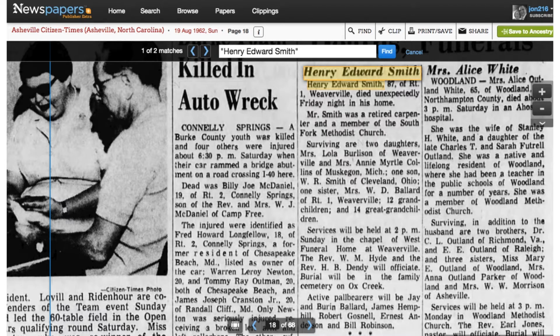Services will be held at 2 p.m. Sunday in the chapel of West Funeral Home at Weaverville. The Reverend W.M. Hyde and the Reverend H.B. Dindy will officiate. Burial will be in the family cemetery at Ox Creek. Active pallbearers will be J. and Burren Ballard, James Hemphill, Robert Gosnell, Ernest Anderson, and Bill Robinson.